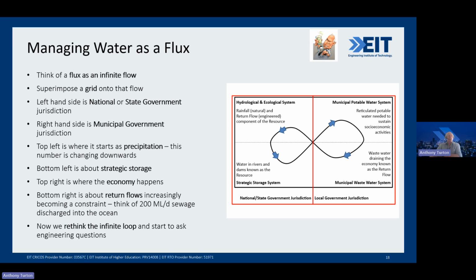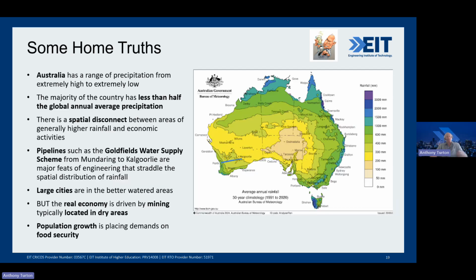So your municipal water, your water corporations, etc., they take water from the lower left to the upper right quadrant there, and they also have to manage return flows back into the ecosystem, typically sewage or wastewater return flows, which can be quite complicated chemistries, and they either flow back into the ocean or typically into rivers, etc. So how we think of this infinite loop, or how we rethink this infinite loop, will drive the way we're going to start asking new engineering questions in the future. So let's start looking at some home truths.